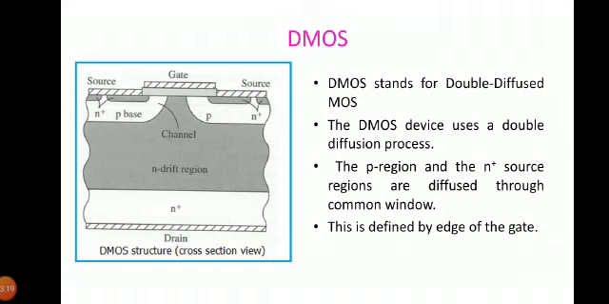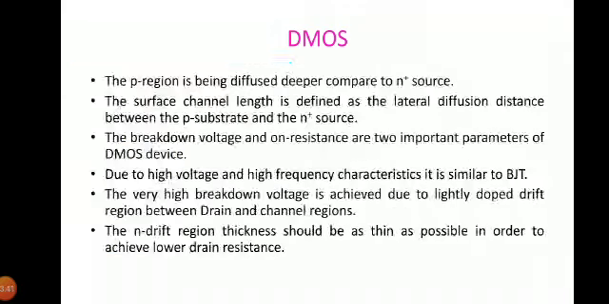Next we will discuss DMOS. DMOS is nothing but double diffused MOSFET, and this device has a shorter channel between drain and source than a conventional MOSFET. What we have here is the cross-sectional view of the DMOS. Here the P region and N plus region are diffused through a common window. And the channel length is decided by the difference between the diffusion distance of P base and N plus source, which is very short here.